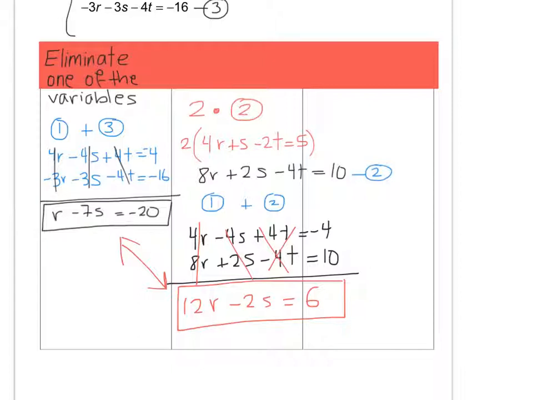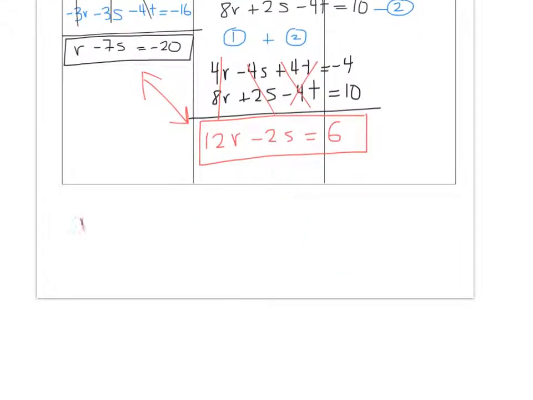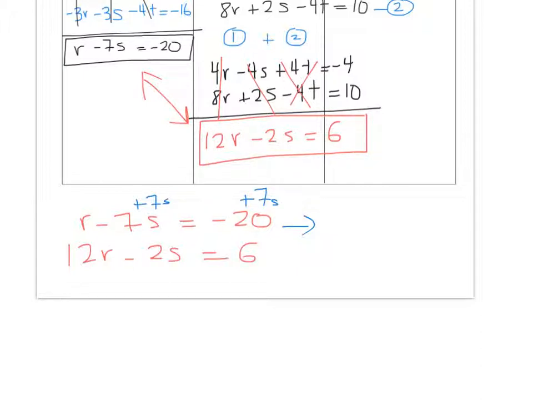Now these two are equations I can work with. I learned how to solve a system of two equations in Algebra 1, either by substitution or by elimination. So let's copy these two equations down, and let's decide which one would be a good method to solve. Now, as you can see, I have a single variable, so probably substitution is the method that I need to choose. So I need to start by isolating r, so I'm going to add 7s to both sides. So r is equal to negative 20 plus 7s.